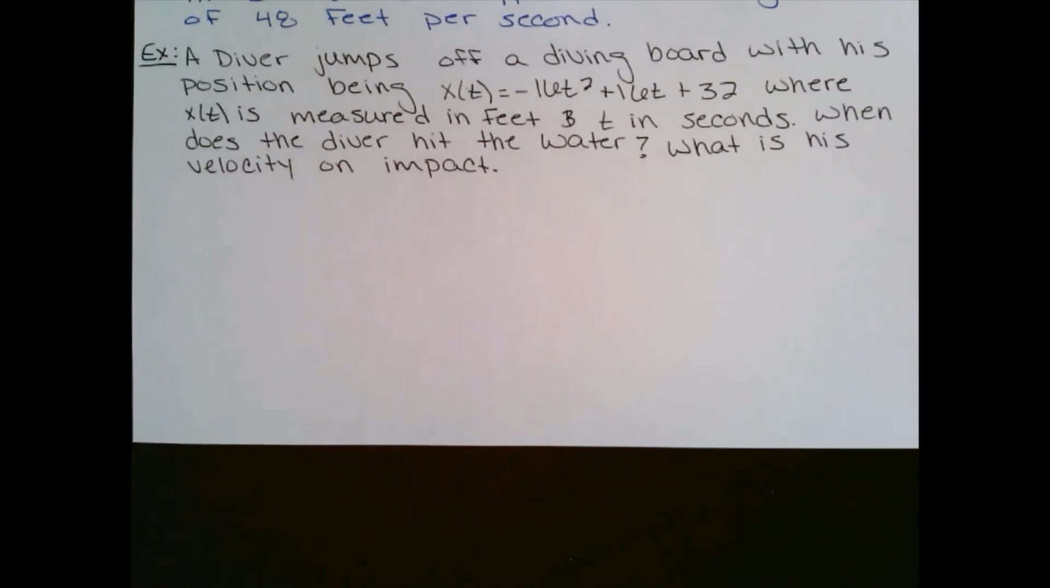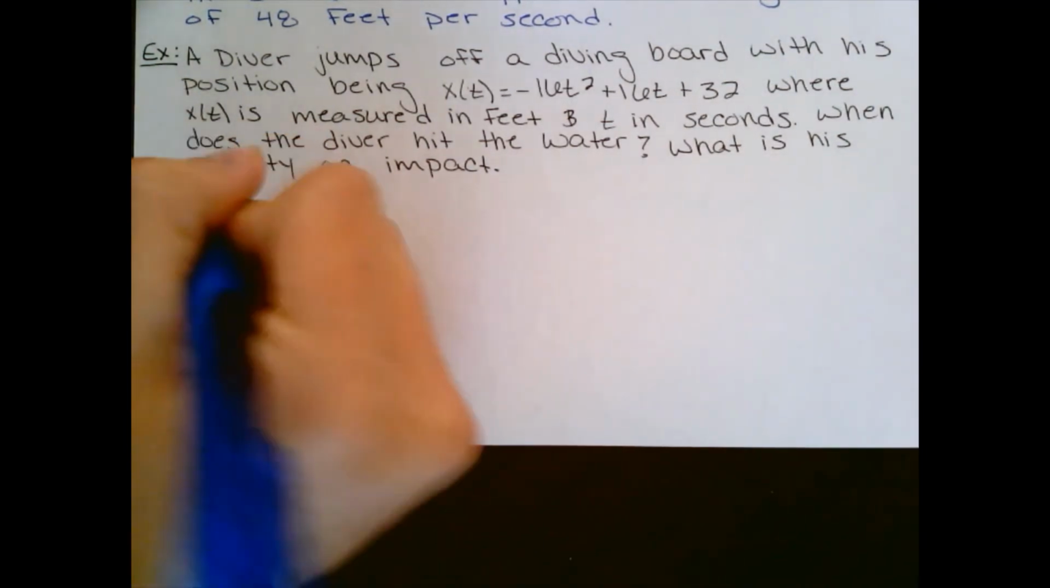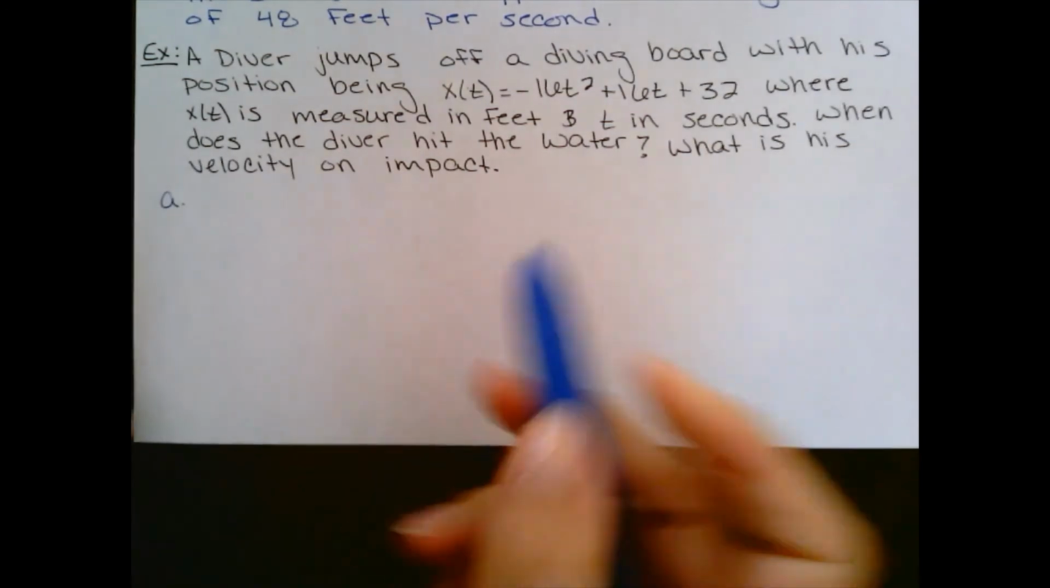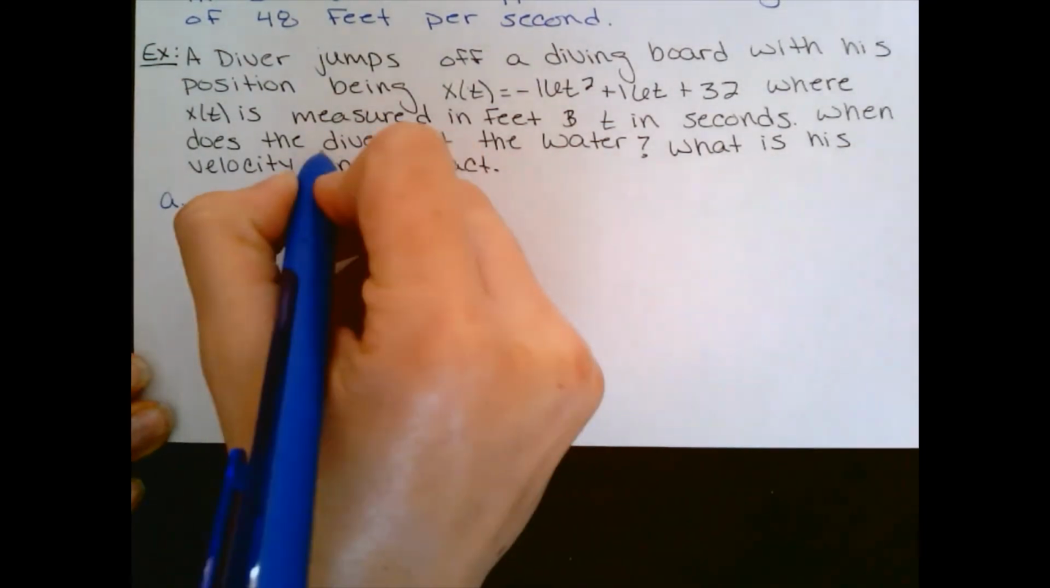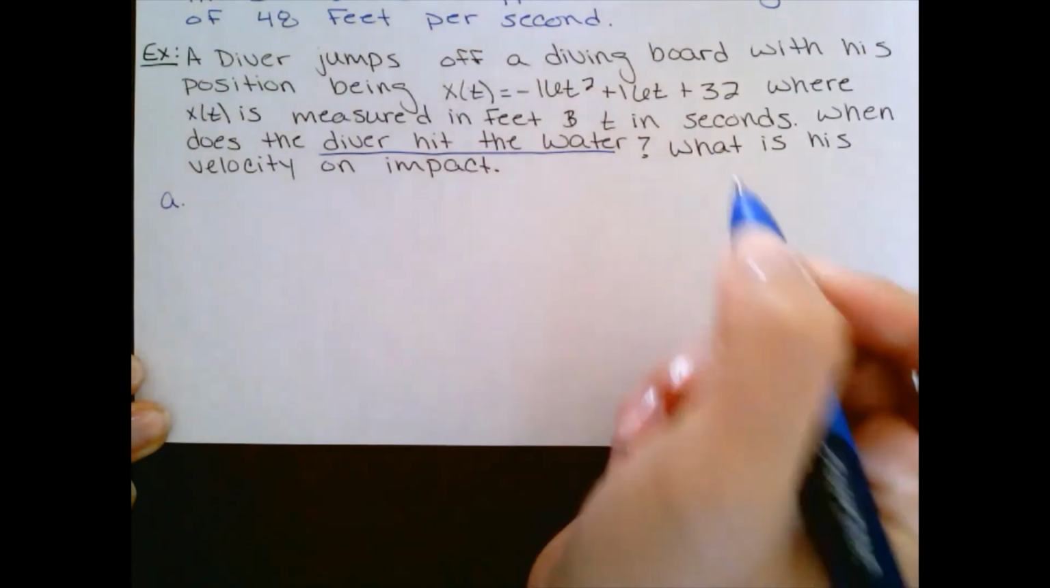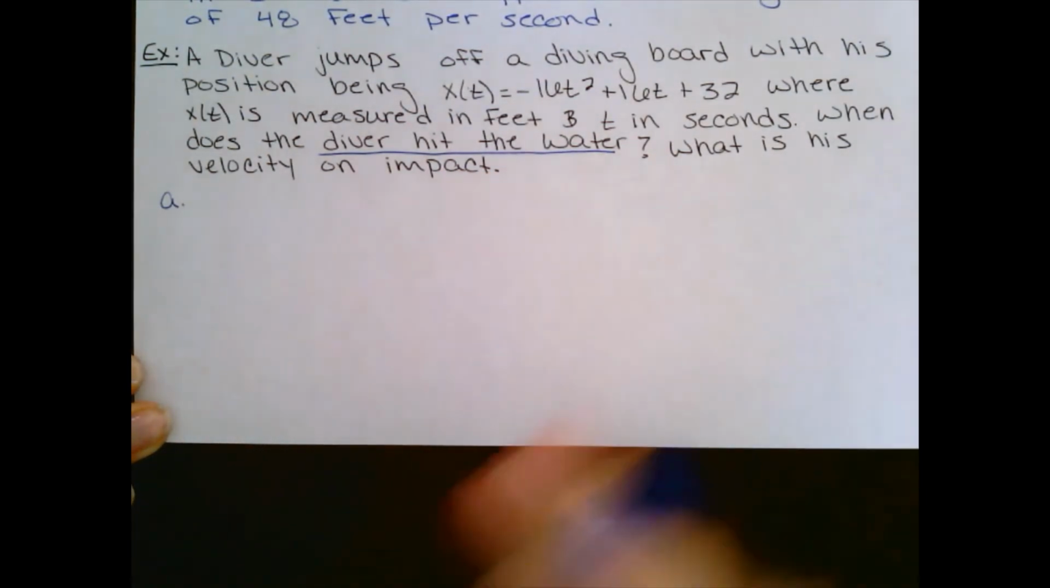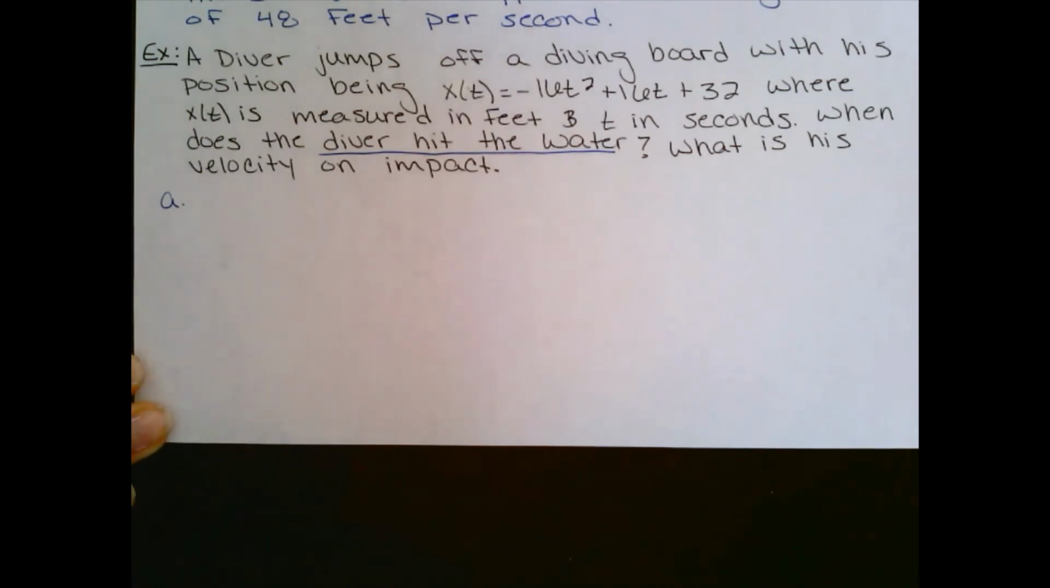For this next question, it says a diver jumps off a diving board with his position being x of t equals negative 16t squared plus 16t plus 32, where x of t is measured in feet and t in seconds. First question says, when does the diver hit the water? And the second says, what is his velocity on impact? So let's call the first one part A. And when it says, when does the diver hit the water, that means that his position comes back to the ground, so his position is back at 0.